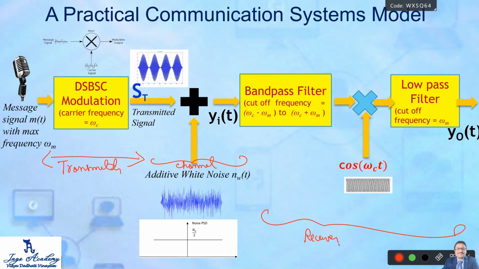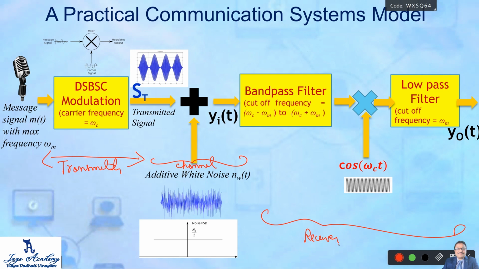Now, this is the passband signal. When you receive the signal, because of the noise, it has all the frequency components. Yes or no? What is required out of that? Only that band of frequencies, omega c minus omega m to omega c plus omega m. Only that band of frequency is required for you. What do you do in that case? You use a band pass filter.